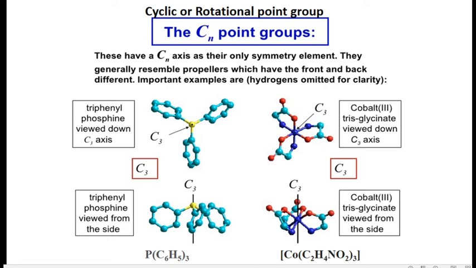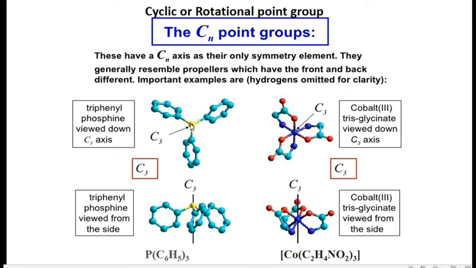The next example is the Cn, cyclic point group or rotational point group. It is denoted with the symbol Cn. This molecule has only one proper axis of rotation, with all other symmetry elements absent, then one can assign the Cn point group to the molecule. Here it's an example of triphenylphosphine.